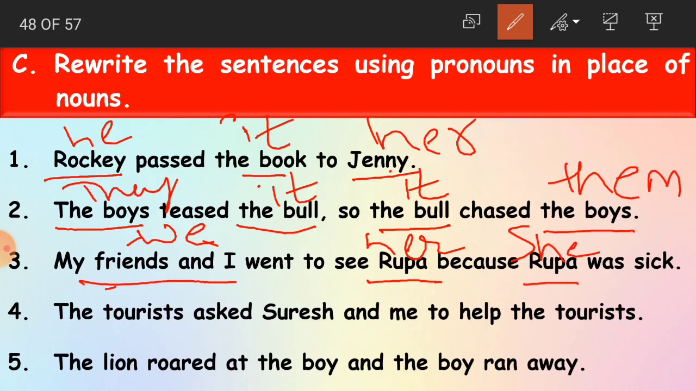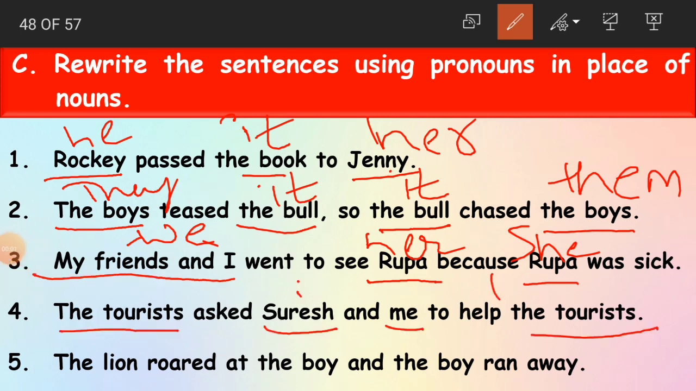Clear? Same, Rupa here is changed as her and she. Okay, so you have to observe that. Here again in the fourth sentence, the tourists become they. Suresh and me, both, becomes us. They asked us, okay, both of us, to help them. Again here tourists become them. Clear, children? So, they asked us to help them.